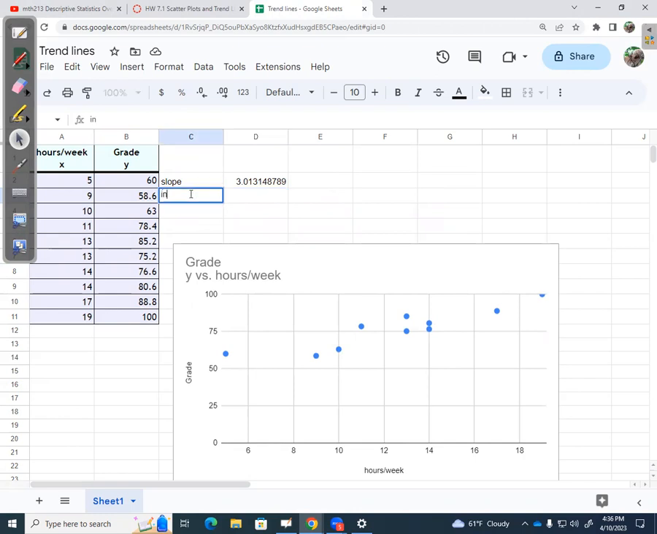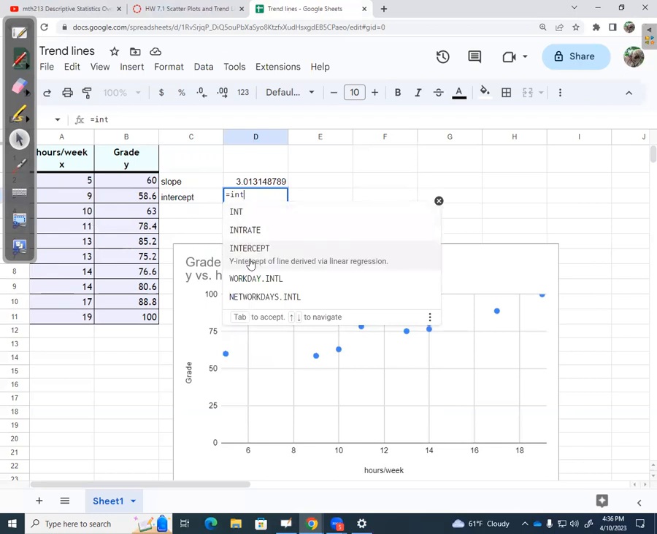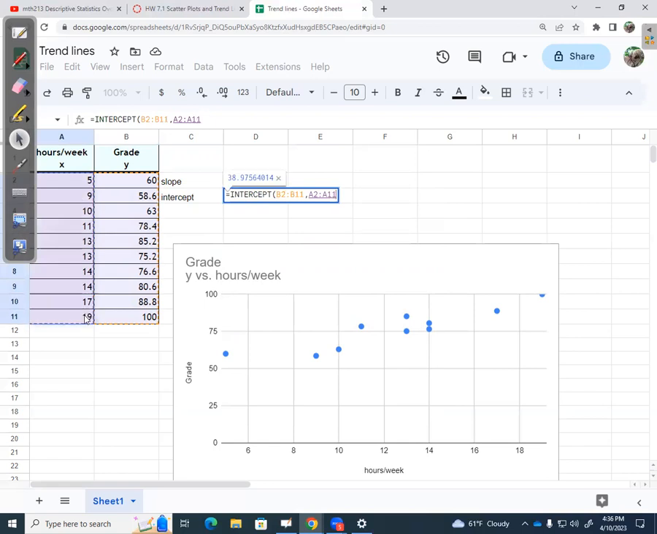To get the y-intercept, I'm just going to call that intercept. I do the same thing, equals, I start typing intercept, and I want the one called intercept, which finds the y-intercept for a line derived via linear regression, right? And we're finding a regression line. So then I select that, and just like the slope, it says grab the y data first. And if we get that backwards, it'll give us the wrong answer. It's got to be y, comma, and then x. Okay, and again, that's way more decimal places than I need. Since this data had 1 decimal point, I would round each of these to 2, is the typical rounding rule.